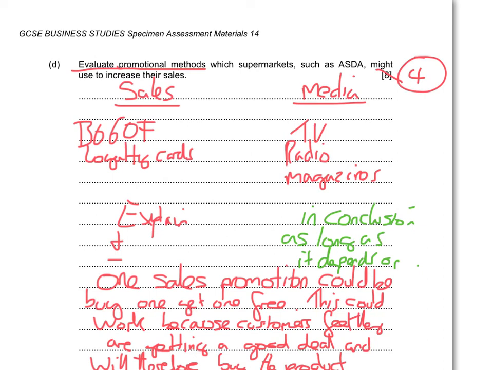Or you might say, I think loyalty cards are a really good way of doing it, as long as you make the points for the loyalty cards good enough so it's worthwhile doing. I mean, come on, that's gold. This 'as long as' and 'it depends on' will always get you marks for your conclusion.